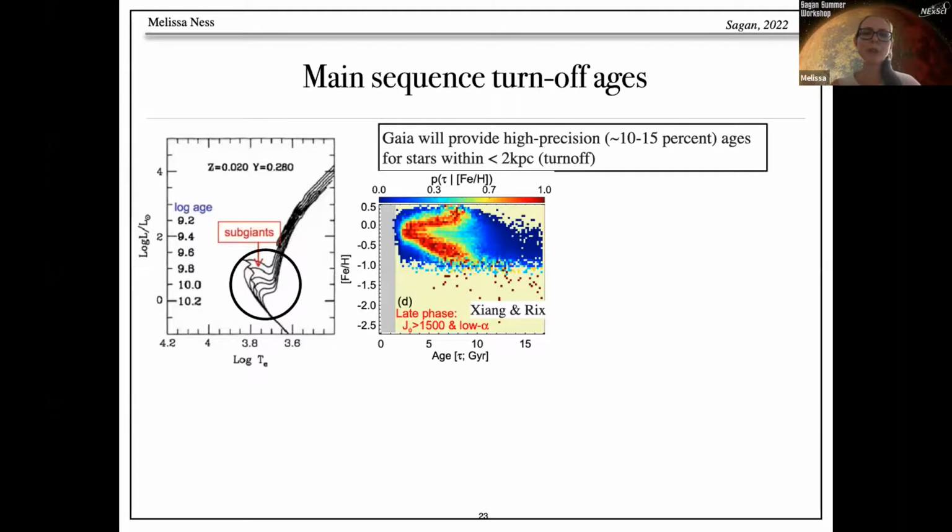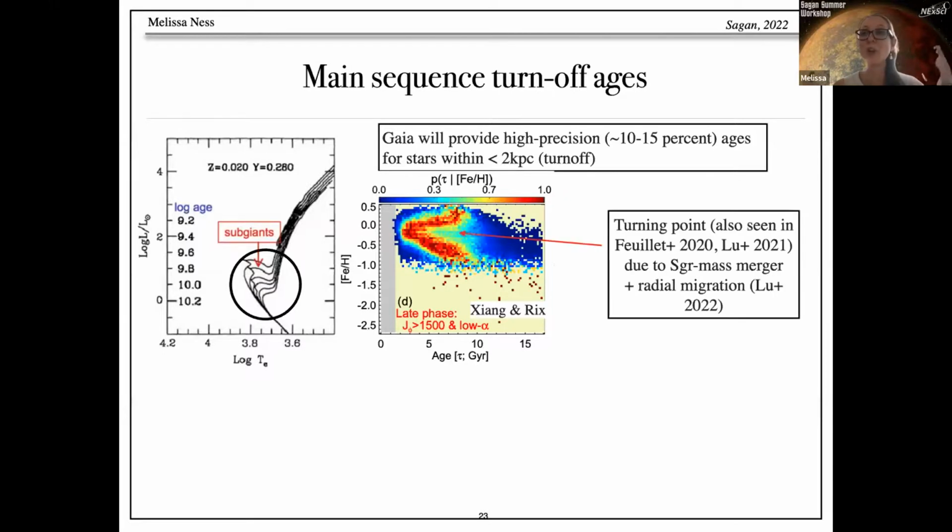There's been this beautiful result that looks at the age versus metallicity distribution of stars. You can see there's this really fascinating chevron structure that is traced out in the solar neighborhood, in that the stars become older at both the very metal-rich end and the metal-poor end, with a so-called turning point in the middle. This turning point is a signature of formation. It is thought to be a combination of, again, the Sagittarius mass infall with the Milky Way, and also stars moving from their birthplaces over time and mixing across the disk.